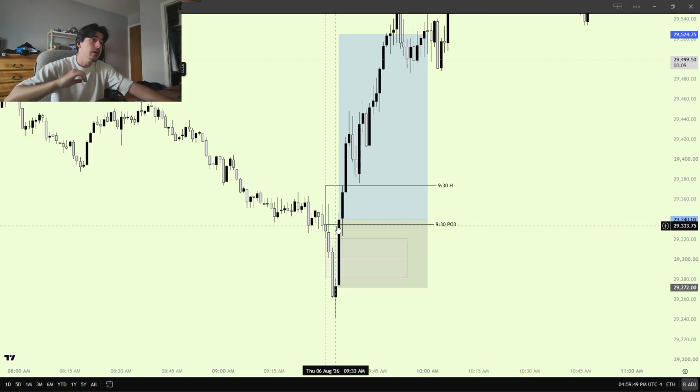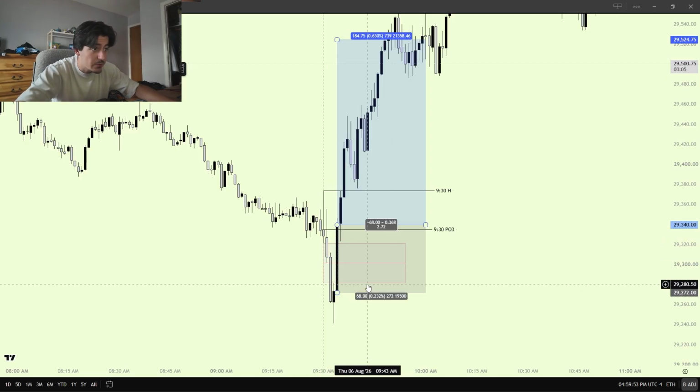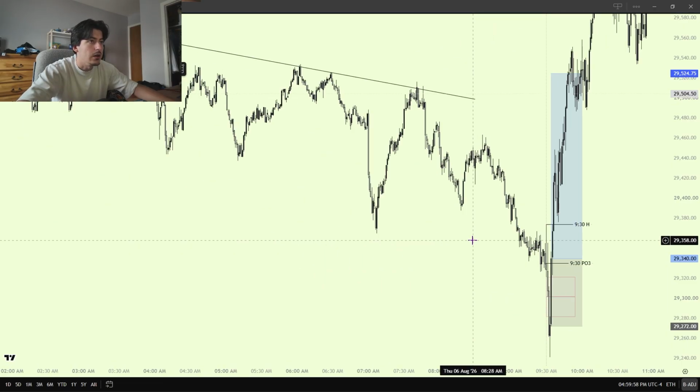Now, you could have entered right here, with stops below the low. You will have a crazy confluence. You have inversion right here. You have a BPR. You have the 9:30 power of 3. It's going to hold.